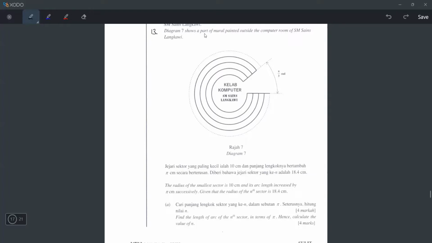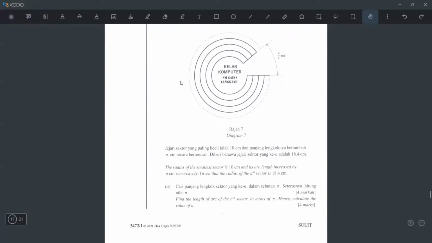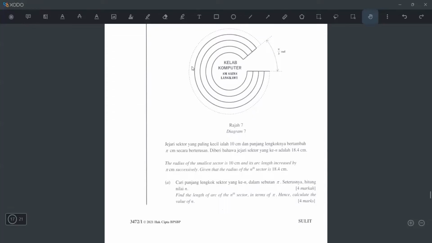Let's see. Diagram 7 shows a part of a mural painted outside the computer room. So this is like a mural, like you see in the school, where people draw on the wall. It's painted outside the computer lab, but there's nothing useful up there, so I will just skip it.